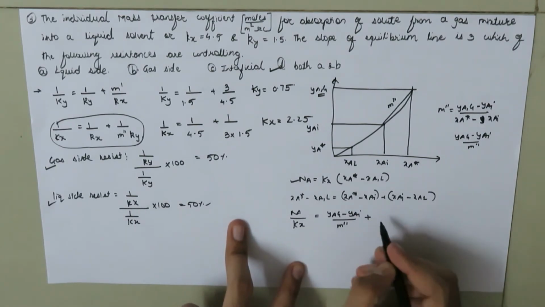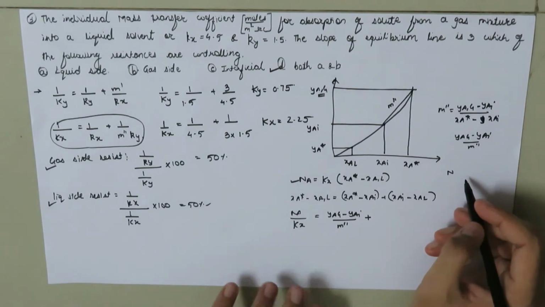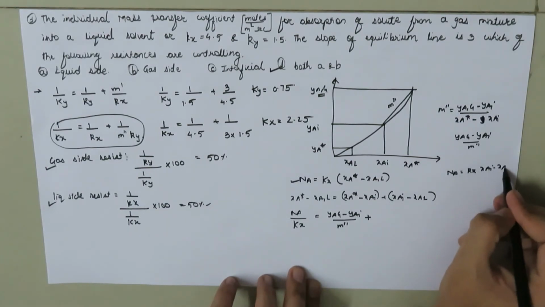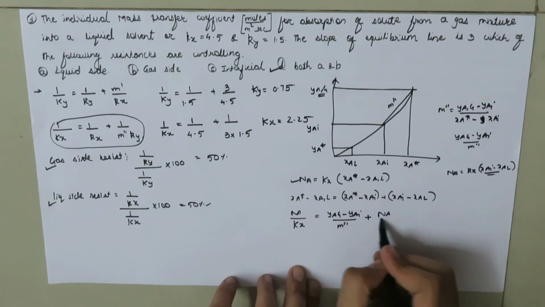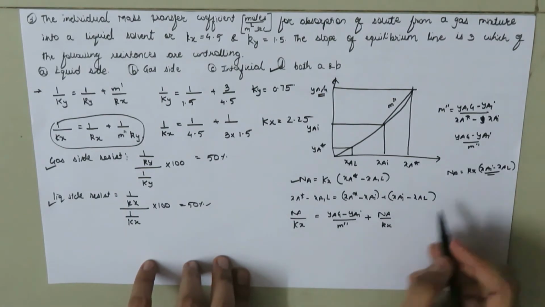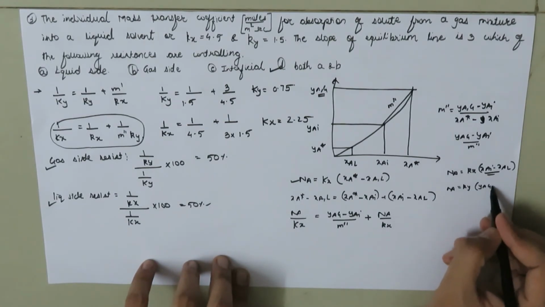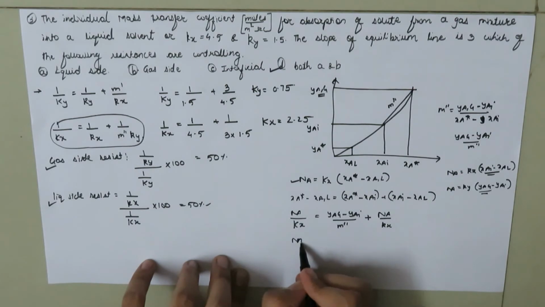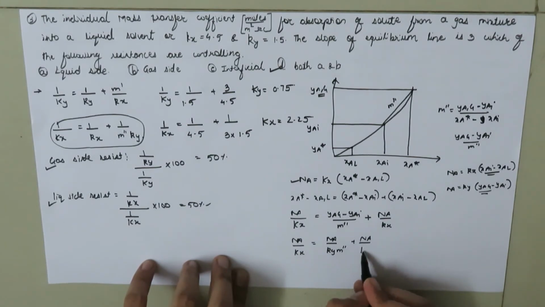And this is plus, we know from the concept of the two resistance that NA is equal to small kx times XAI minus XAL. So this XAI minus XAL can be written as NA over small kx. And in the case of the two resistance concept, NA is equal to small ky times YAG minus YAI, so this YAG minus YAI can be written as NA over small ky. So NA over capital KX should be equal to NA over small ky times M double prime plus NA over small kx.